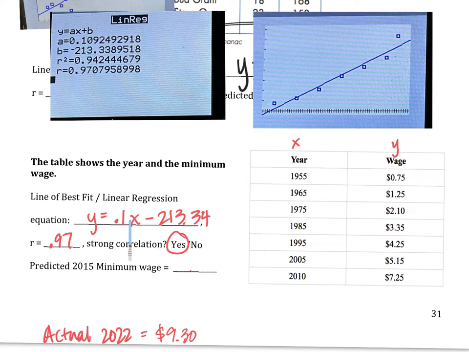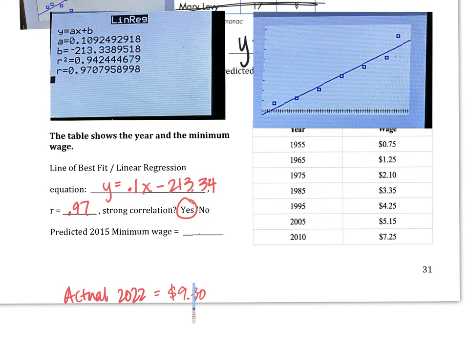Let's see about 2022. This is the actual minimum wage right now. Let's see how accurate it is. Let's go with my 0.1. If I did 0.1 times 2022 minus my 213.34. Well, that's not looking accurate at all, is it? What am I doing wrong? That's a good question.